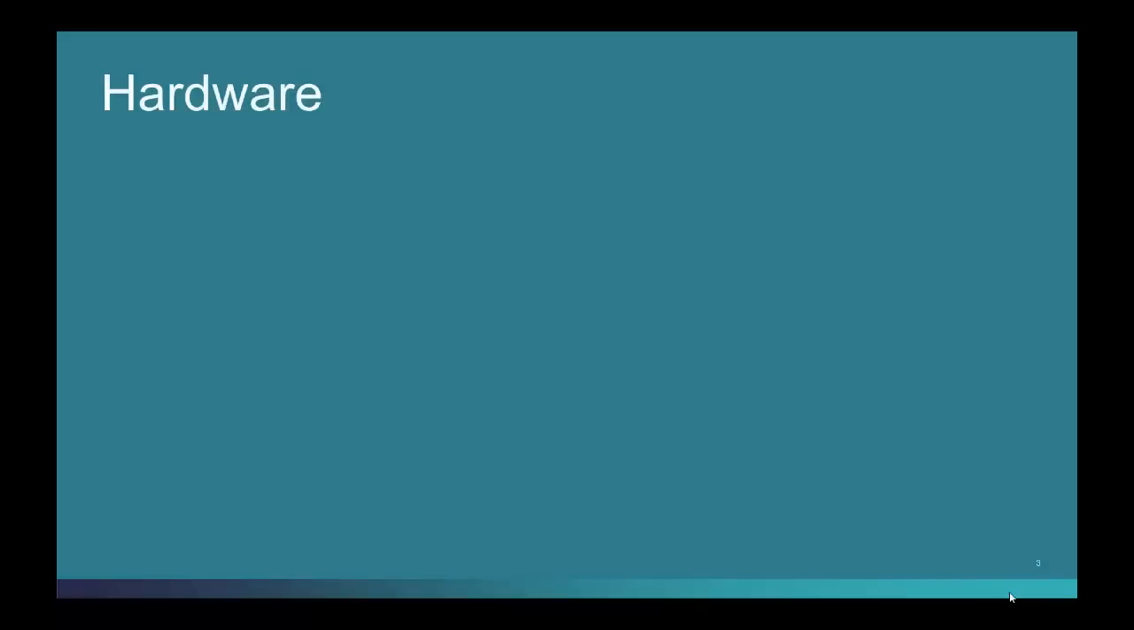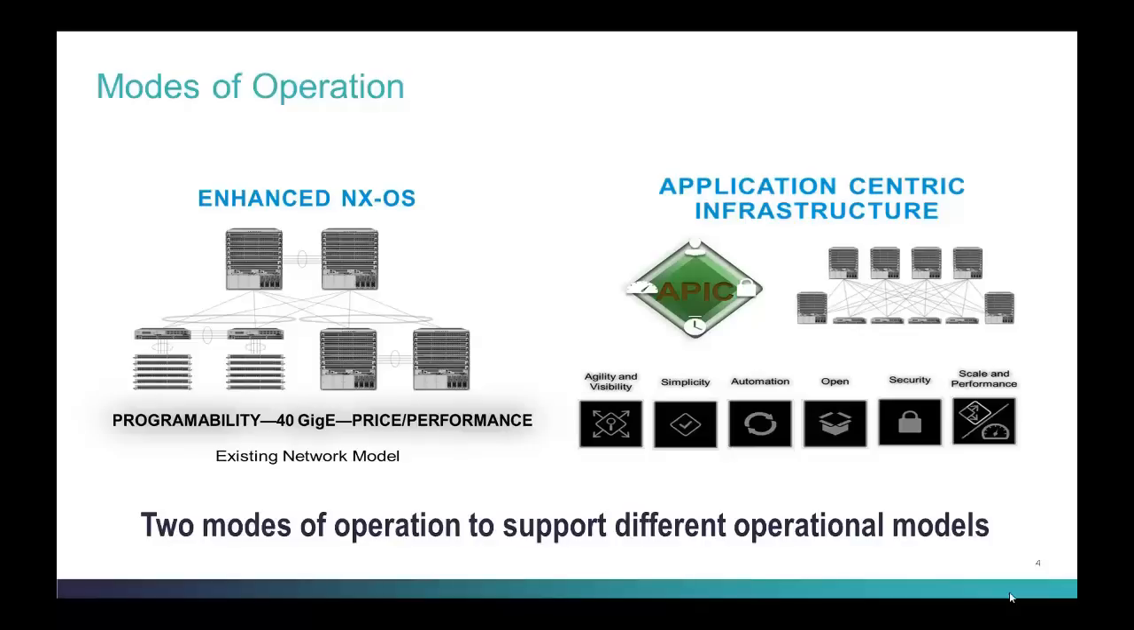So firstly, to talk about the hardware. There are two different modes of operation on the hardware that ACI can reside on, and this is actually the family of the Nexus 9000.